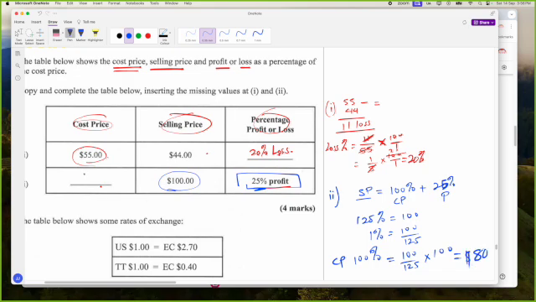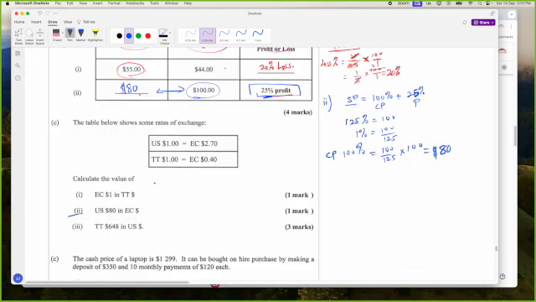Yes, and the good thing about these consumer arithmetic questions is you could get a sense of if it is looking rightish or looking wrongish. And this definitely looks rightish.